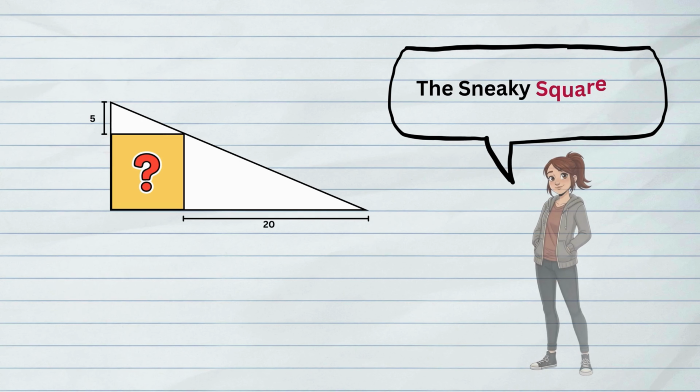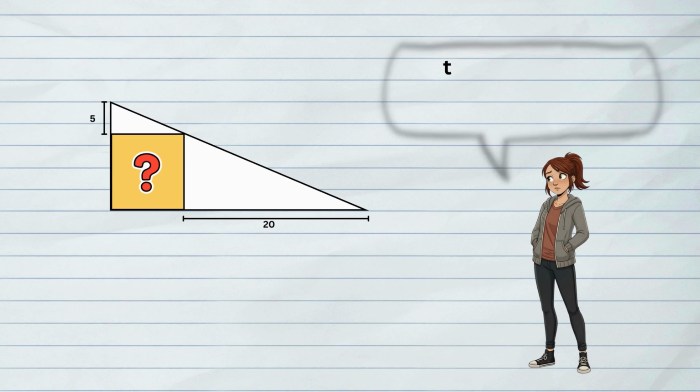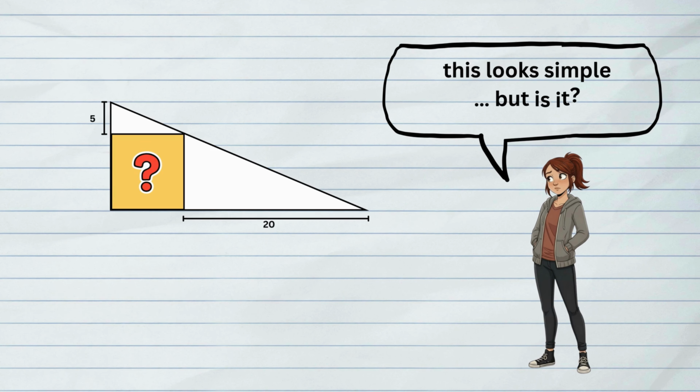Here's a geometry puzzle that looks simple but hides a really sneaky idea. You have a right triangle, and inside it you squeeze a square. The vertical distance is 5, the horizontal distance is 20. So what's the area of the square?